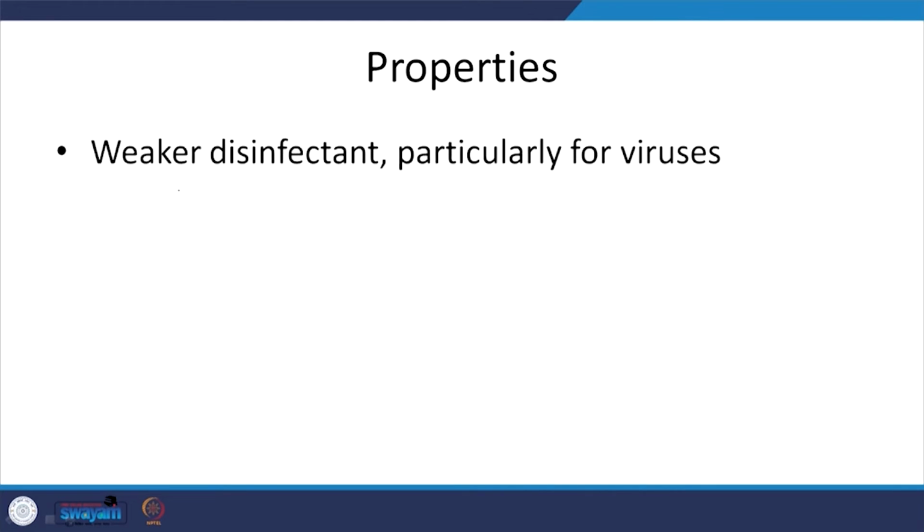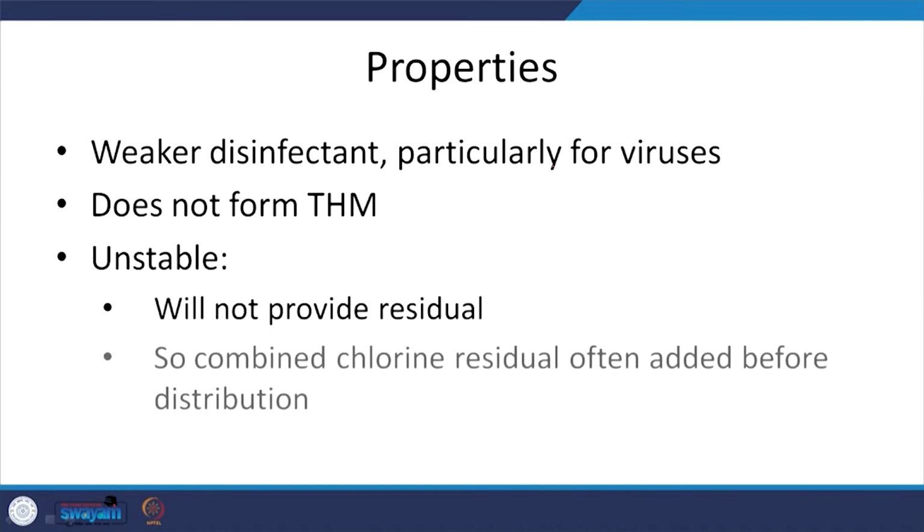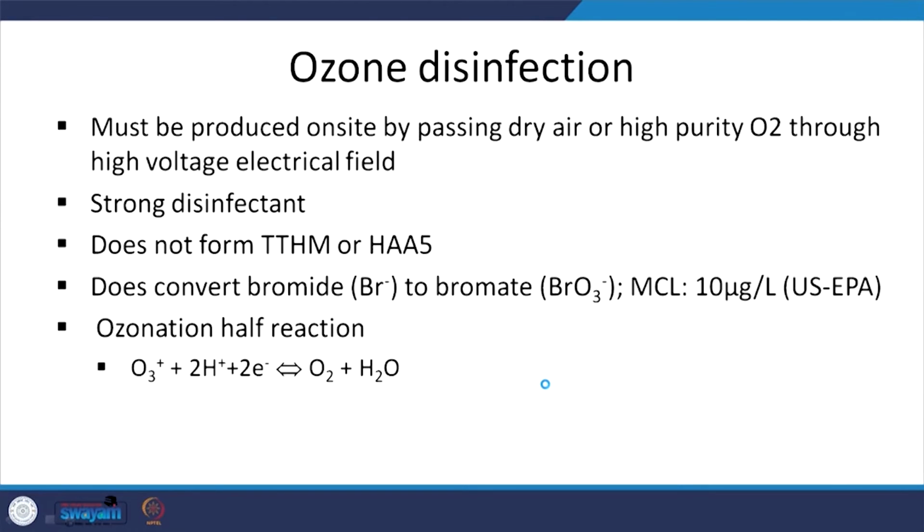So as I mentioned, it's pretty weak, particularly for viruses. We discussed this earlier, but one advantage is it does not form the trihalomethanes. But it is unstable, and this is an aspect to keep in mind. So combined chlorine residual often added before distribution. Looks like this is unstable, it will not provide long lasting residual. So combined chlorine residual again has to be often added before distribution, or a different type of chlorine has to be added here. That's something to keep in mind when looking at these chloramines.